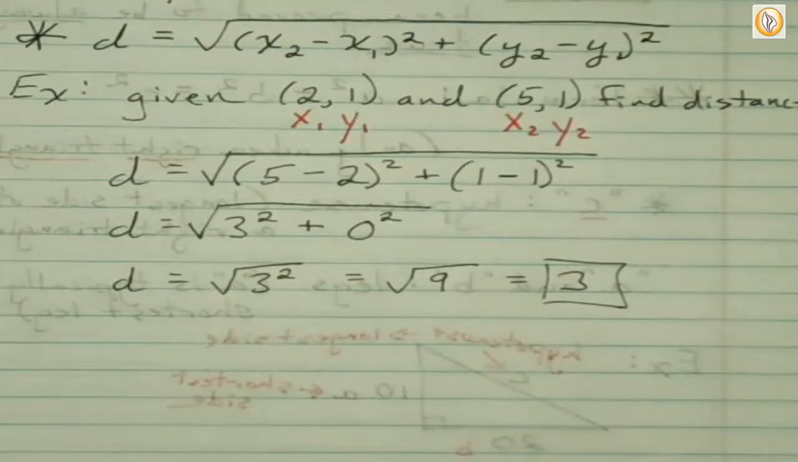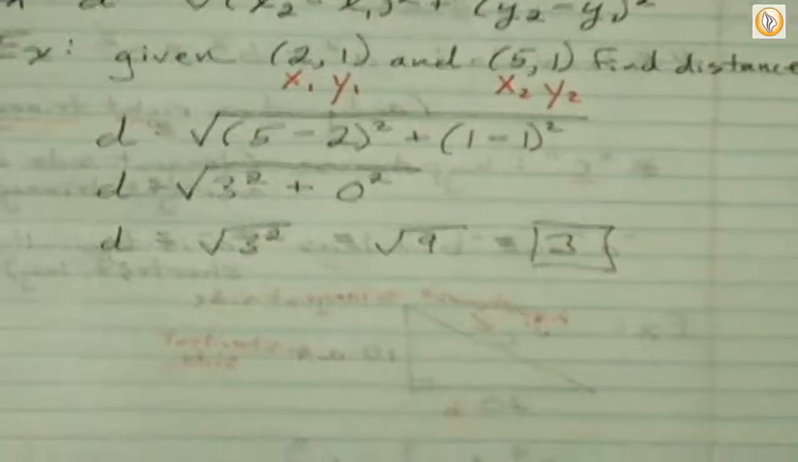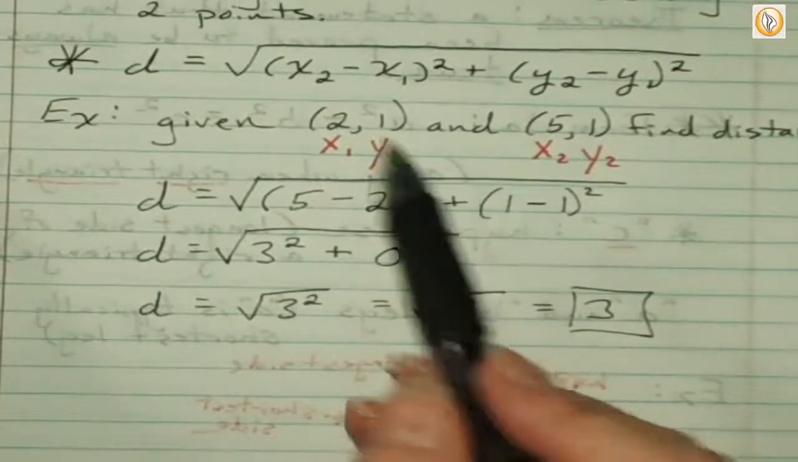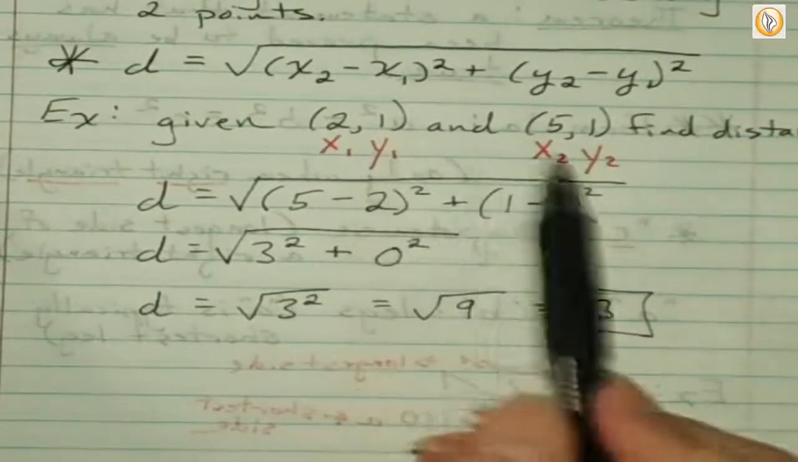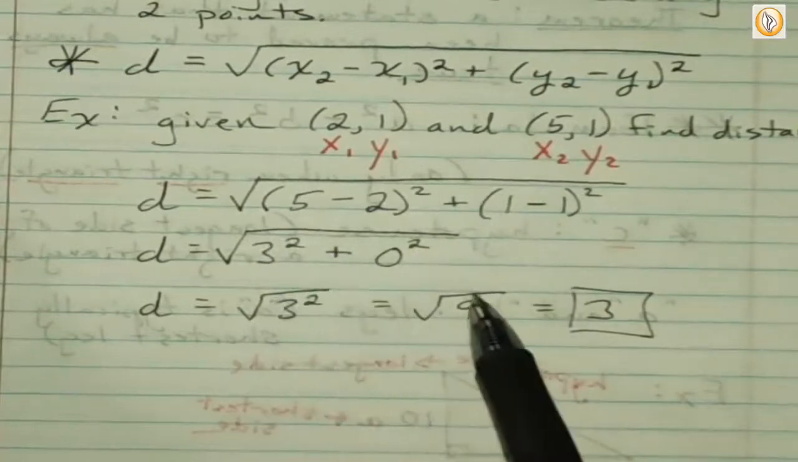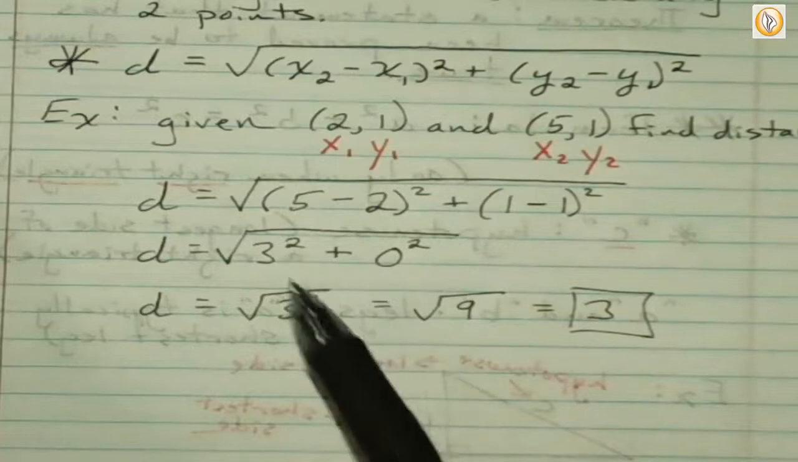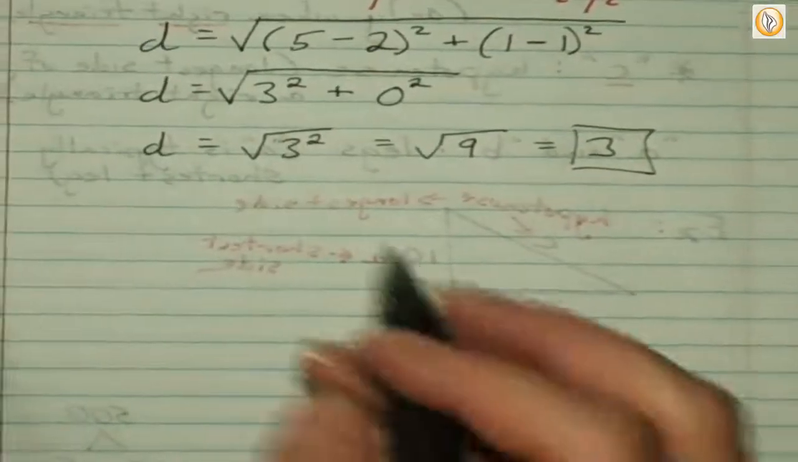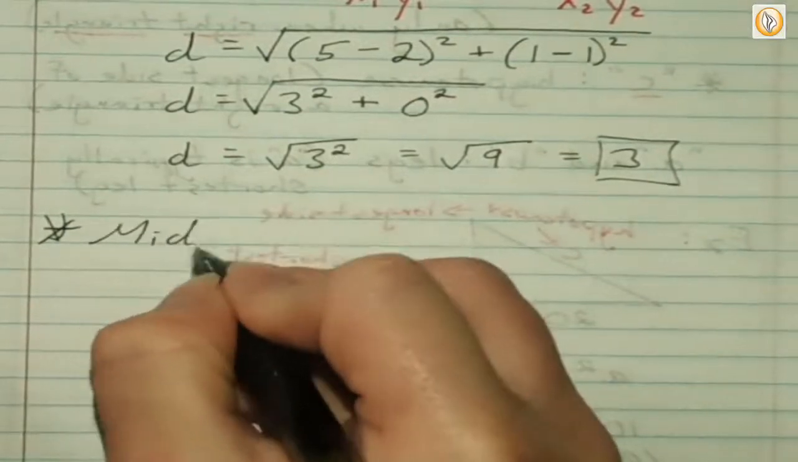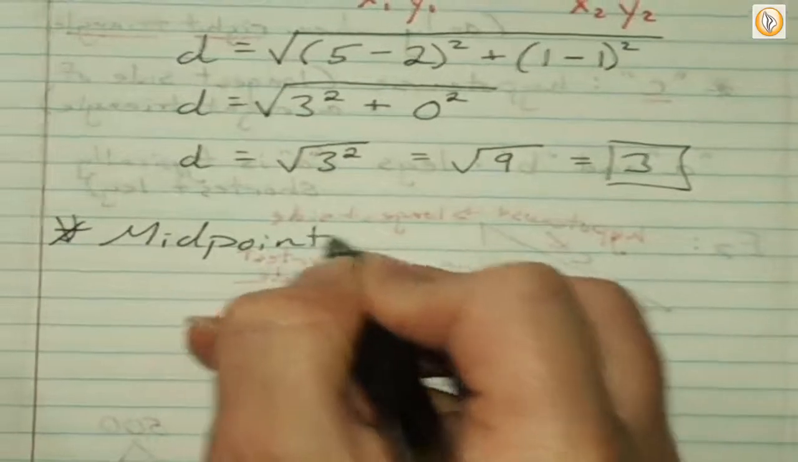Okay. All right. Does everyone understand this? That's to find the distance between 2 points. Make sure you have your x's and y's labeled. Make sure you follow it through step by step. Show all your work, and then you're good. All right, any questions? All right, midpoint formula.